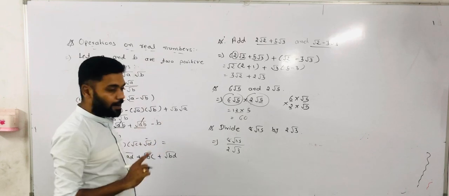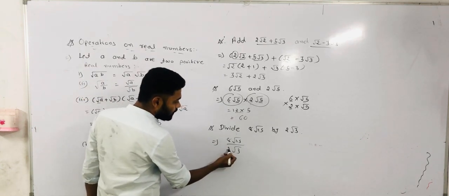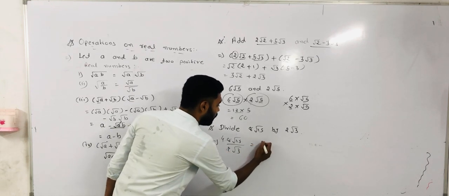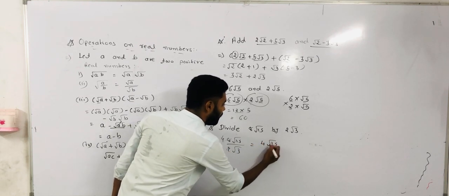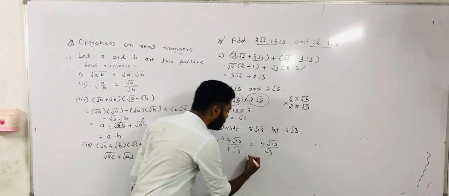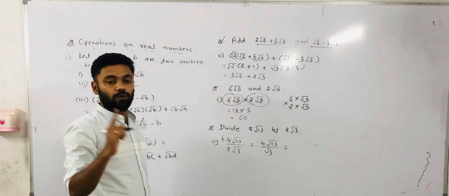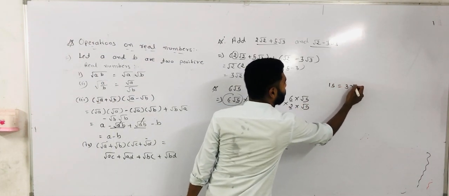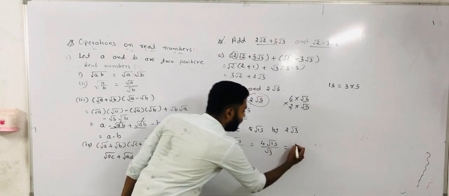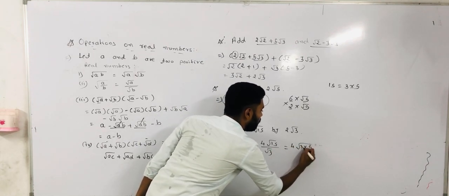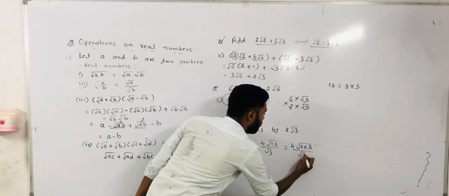8 root 15 divided by 2 root 3. Now we can simply cut: 2 fours are 8. So you will get 4 root 15 upon root 3. Now if you want further simplification, we know that 15 equals 3 into 5. So instead of 15 you can write 3 into 5 upon root 3.